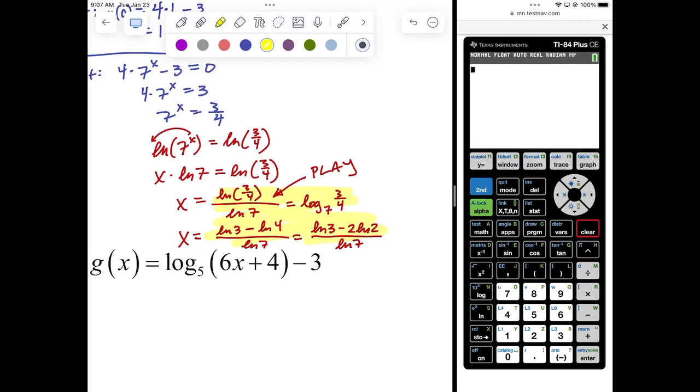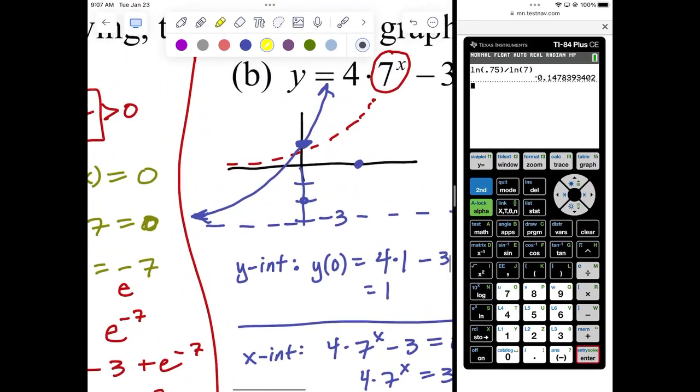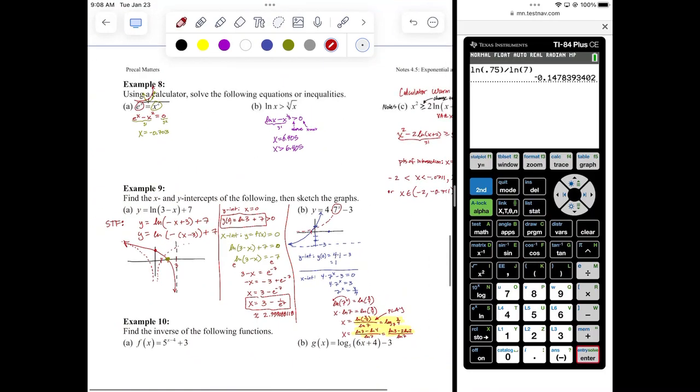Let's see what it actually equals. Let's do the natural log of 0.75 divided by the natural log of 7, if you're curious. Yeah, it's negative 0.147. Okay, so it crosses right there in negative land. Now that's important because remember when I drew it at first, I had a negative y-intercept and a positive x-intercept, but the numbers actually corrected my graph, and now I have a more accurate depiction of it.